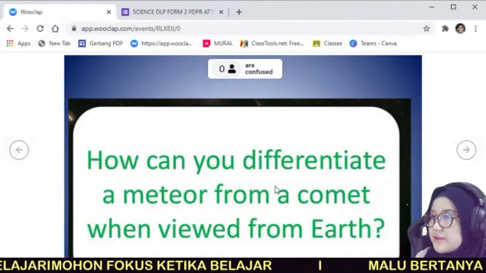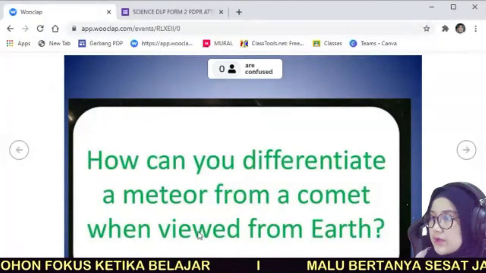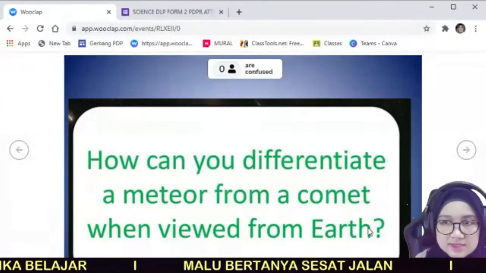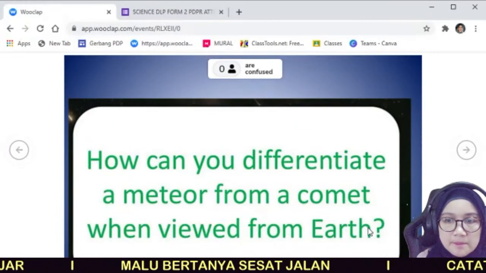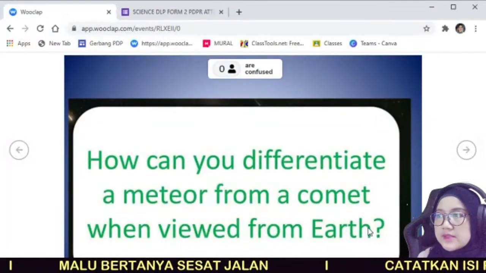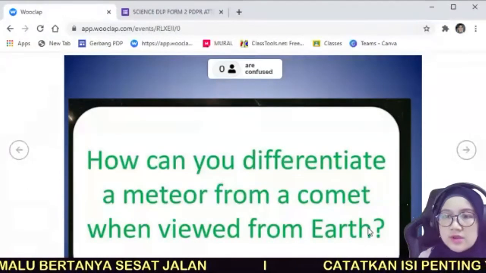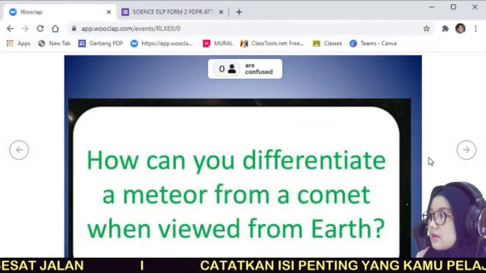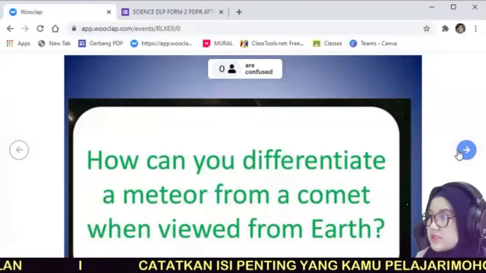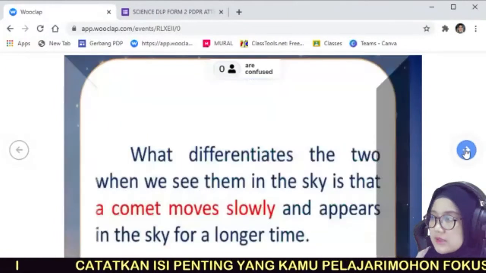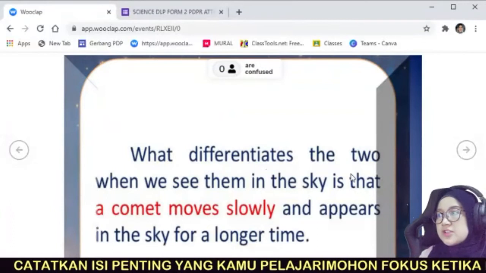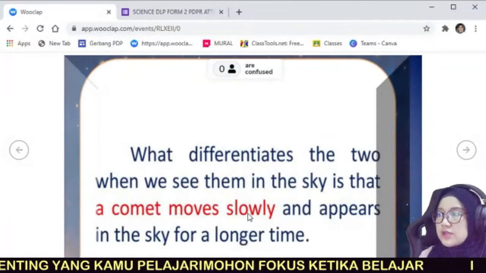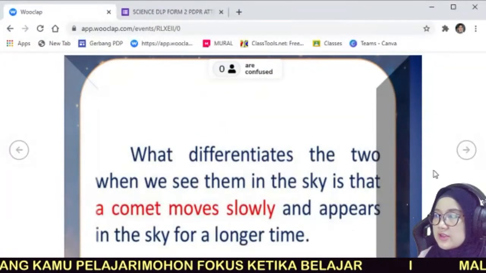Okay, how can you differentiate a meteor from a comet when viewed from the Earth? Remember just now I said a comet has a larger size compared to the meteor. So of course, the size of the meteor is smaller compared to the comet. So what differentiates the two when we see them in the sky? A comet moves slowly and appears in the sky for a longer time.